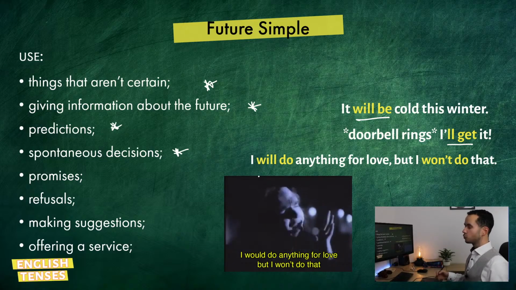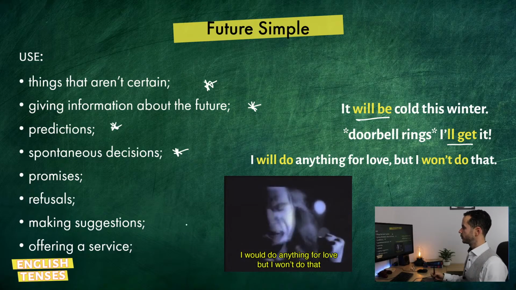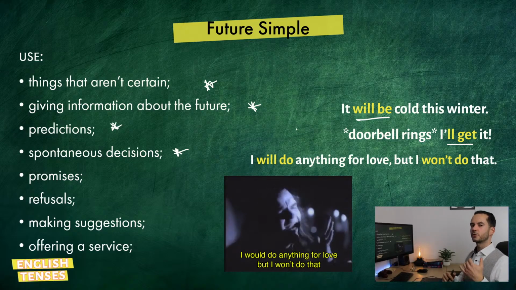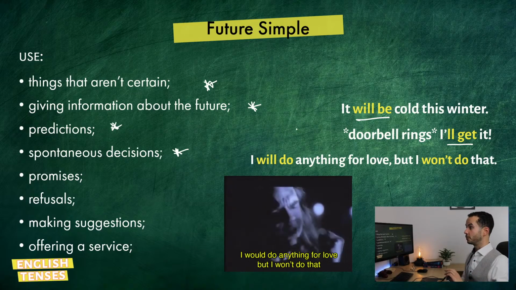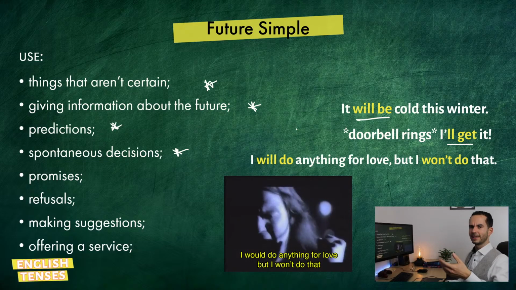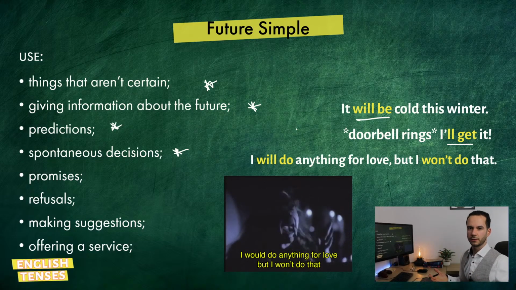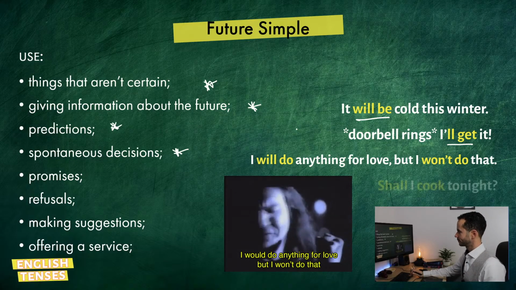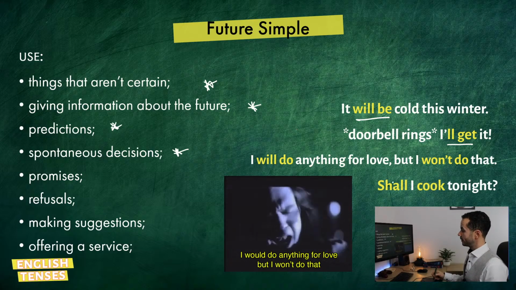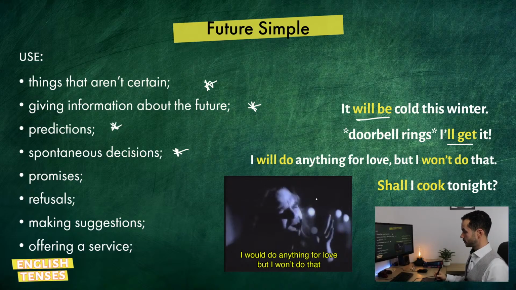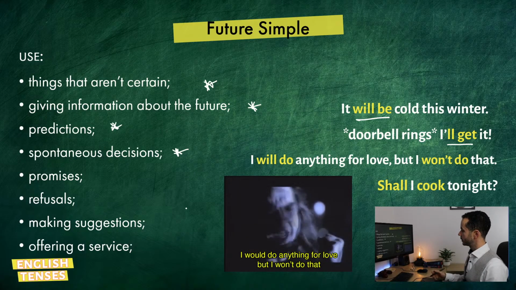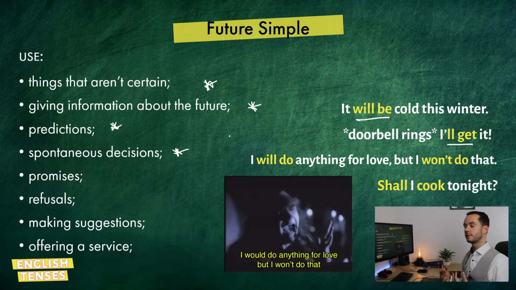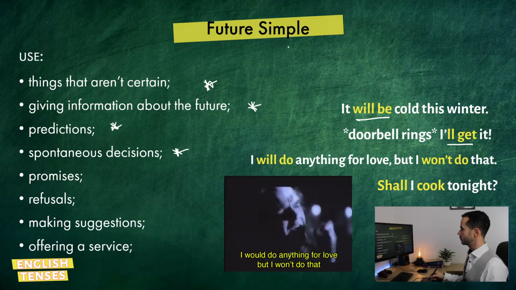So these are very good examples of future simple use. And as you already noticed when I was talking about the first one, the things are of course not very separate. It's not that things are uncertain is not related to making predictions, because predictions are never really certain, right? No one knows the exact future. And here we have a suggestion or offering a service. Shall I cook tonight? Then we're making a suggestion, or I'm offering a service. And I also use future simple.